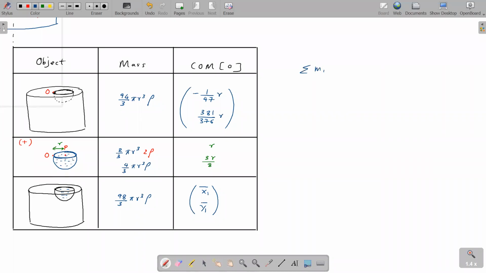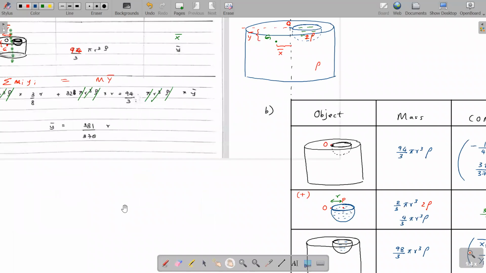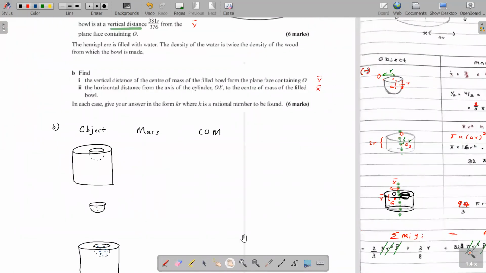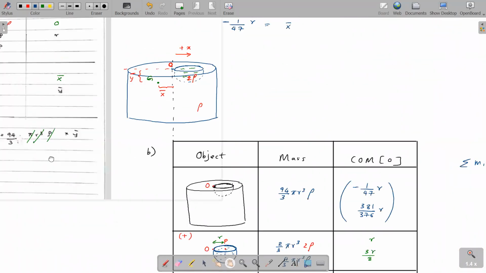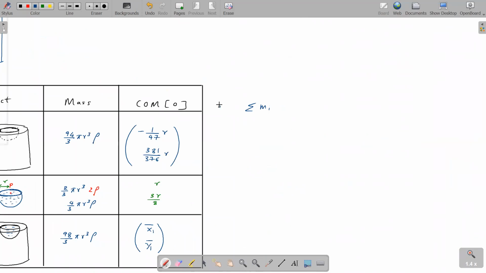So let's find both X bar and Y bar. Part 1 is for Y bar, part 2 is for X bar. They give you the answer in the form kR, where k is a rational number. So part 1 is for Y bar. Sigma MiYi equals total mass into Y bar. So let's multiply that, guys. 94 over 3 pi r cube rho into the Y distance.